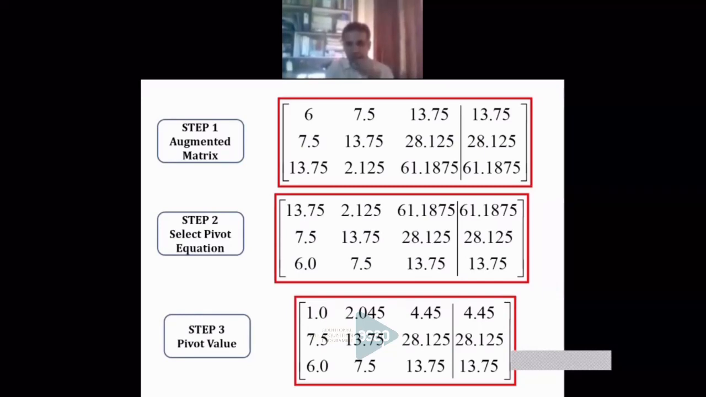So that is 6 minus 6 into 1, 7.5 minus 6 into 0.045, 13.75 minus 6 into 4.7. Whereas these terms are bigger. This term is eliminated by 7.5 minus 1 into 7.5, 13.75 minus 7.5 into 2.045, 28.125 minus 7.5. The same applies to these columns. Next slide.